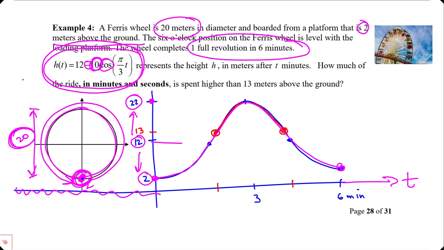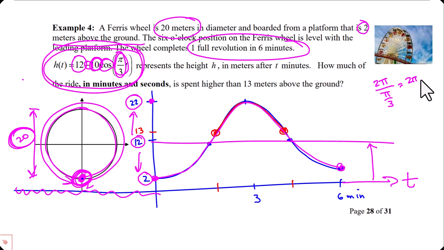In our middle used to be the x-axis, but we've moved it up 12. We could have come up with this equation without them giving it to us. And then one more thing. What's period? Well, period is 2 pi over b. b is pi over 3. So that's 2 pi times the reciprocal, 3 over pi. Pi's are gone. 6. Period is 6. Well, we knew that. One revolution takes 6 minutes. So this equation tells us everything we need.